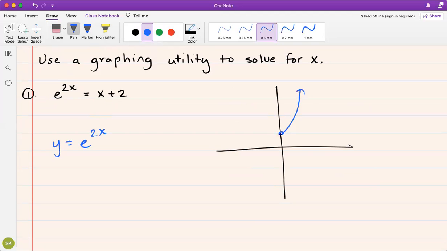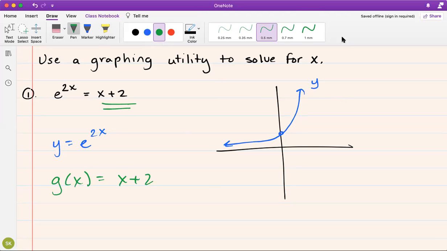E to the x looks like this, and this is just 2 with the x. So we multiply all of our x's, we stretch the graph, remember. So we're going to multiply each x value by 2, so the y value changes. So this would be the function y. And then g, we can say g of x is equal to x plus 2, this guy here, which is the equation of a line.